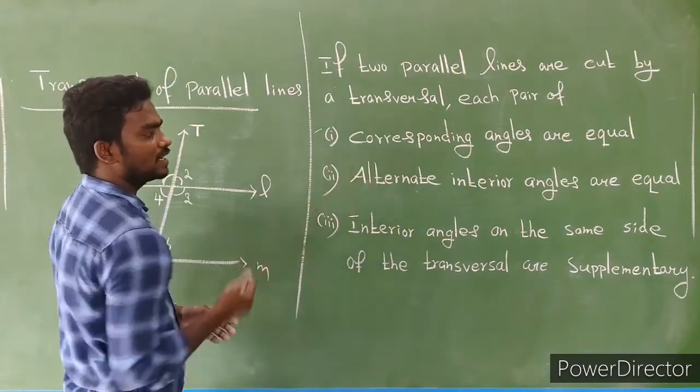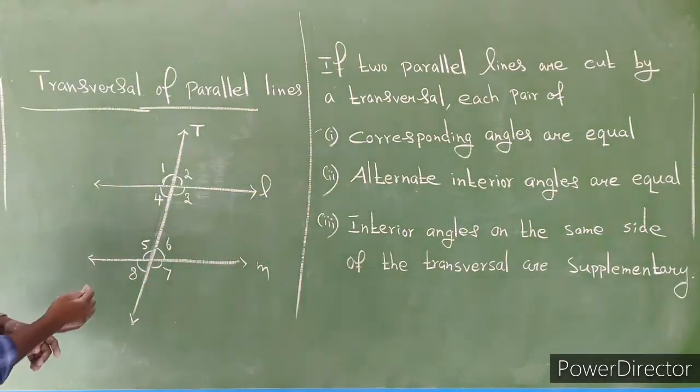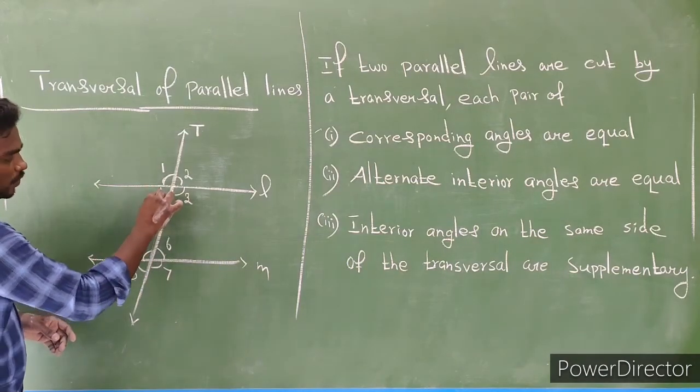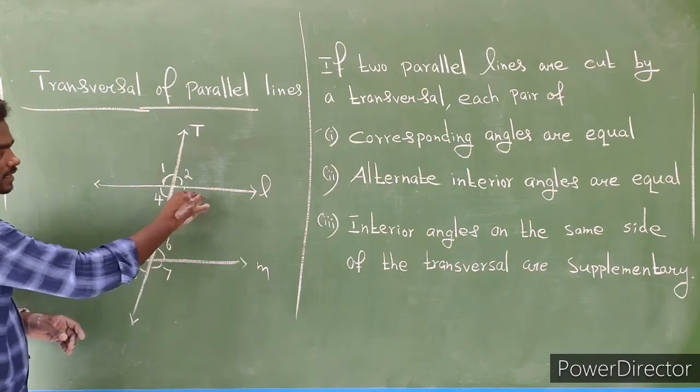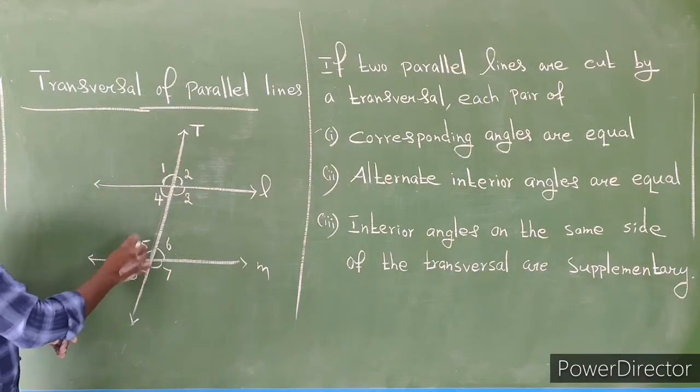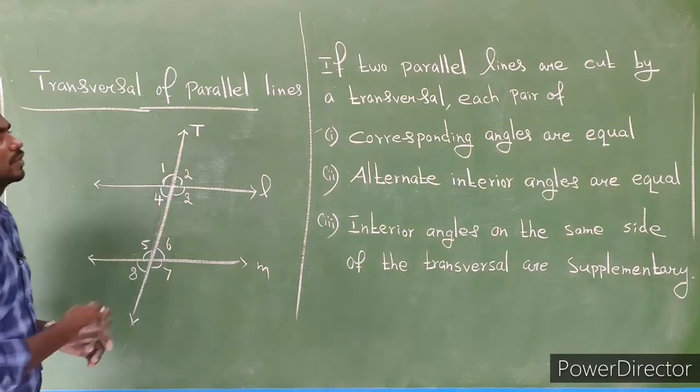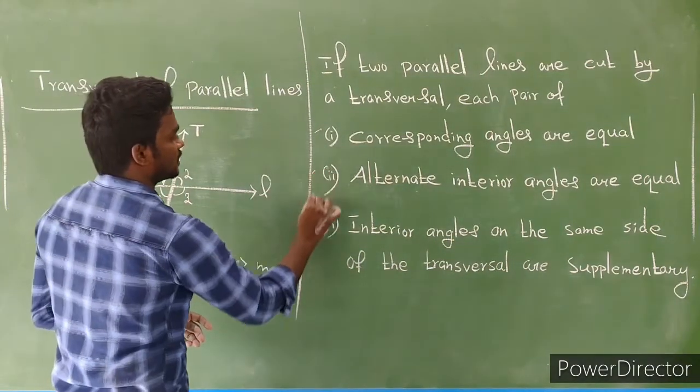Next, alternate interior angles are equal. What are the alternate interior angles here? So 4 and 6. That means angle 4 is equal to angle 6. Angle 3 is equal to angle 5. Alternate interior angles are equal in measure. And what is the third condition?